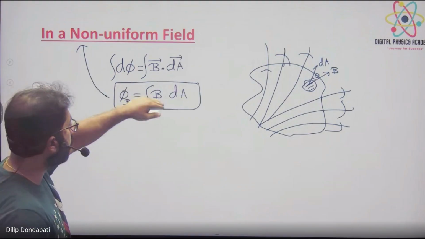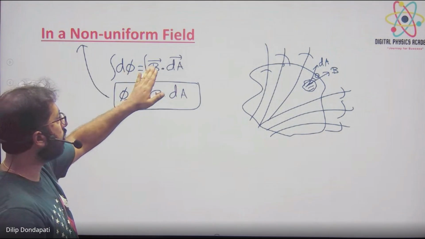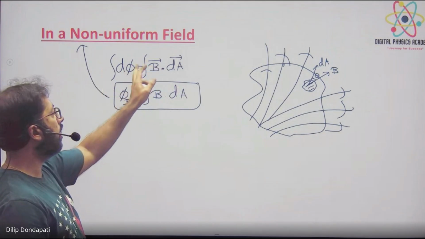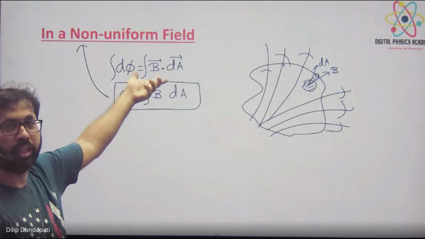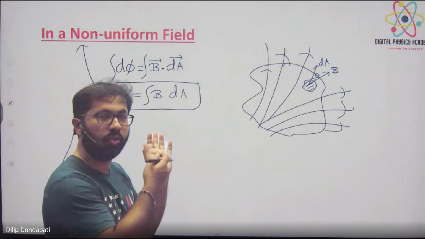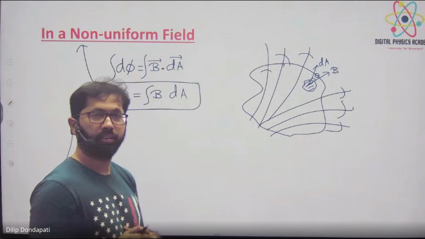Sir, is that B dot dA applicable for integrations, right? Yes, even for uniform we can do this. Whether uniform means B will come outside the integral, integral dA will be A, so B dot A only. So non-uniform or uniform, this is the general formula. But generally if it is uniform, why go for integration? We will use B dot A.